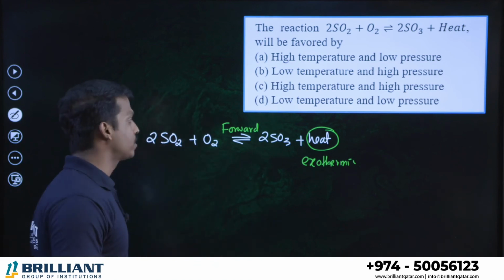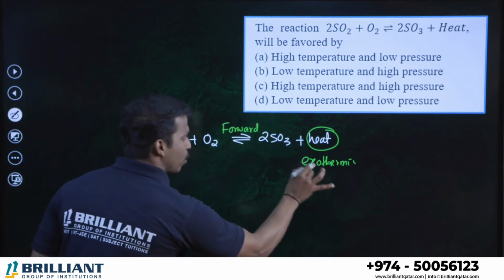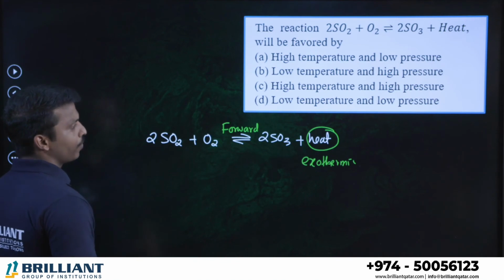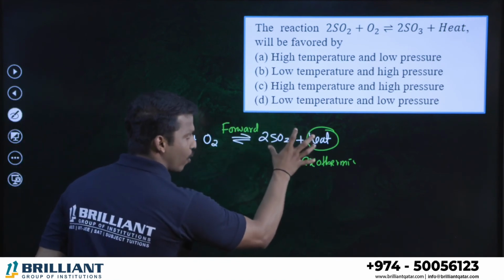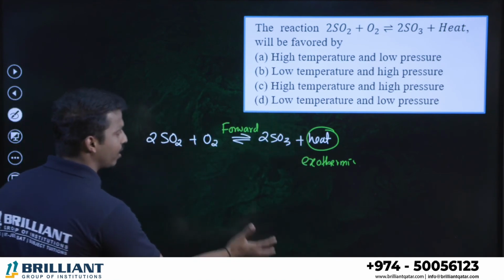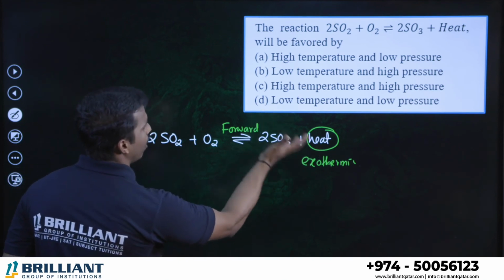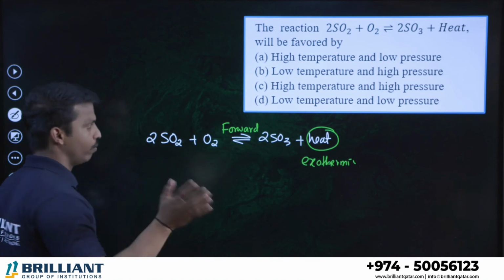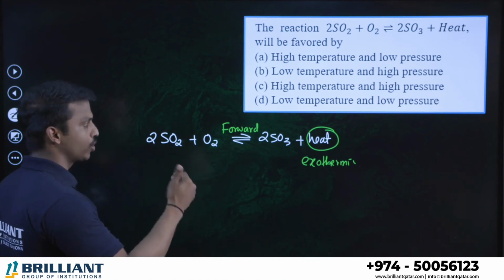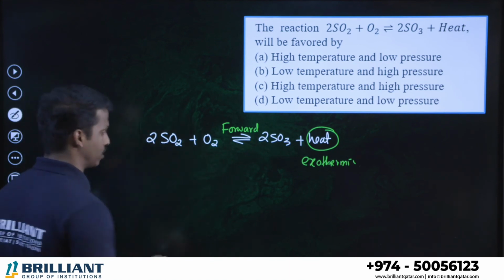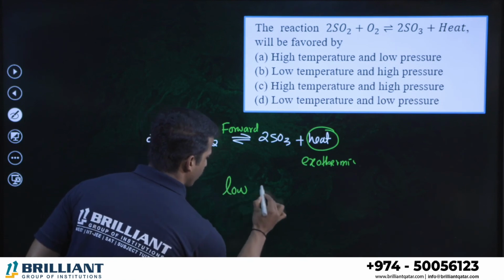Let's go for the answer. Since it is an exothermic reaction, we studied that heat is already greater on the product side. When you increase the temperature of the system, the reaction shifts from right to left, which means backward. We don't want that. So temperature should not increase, it should decrease. So we need low temperature.